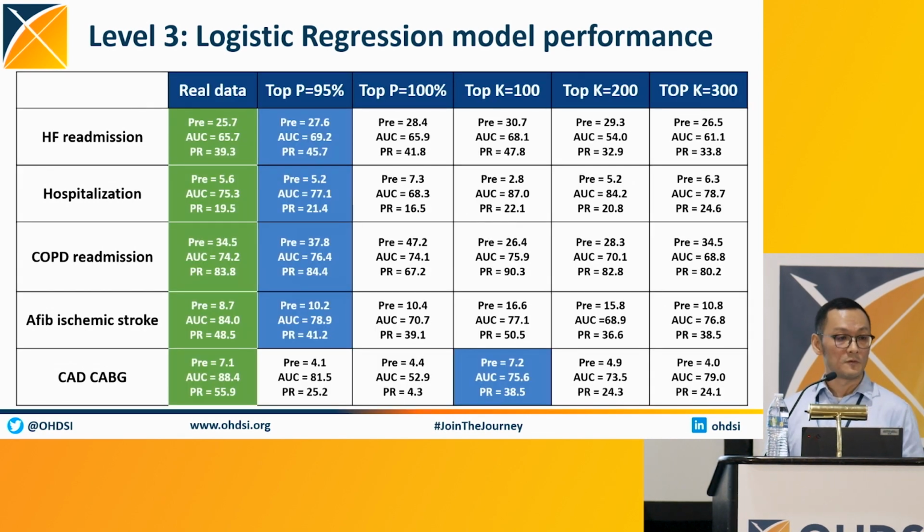In each cell, we report 3 numbers: the prevalence of the positive cases, ROC AUC, and PR AUC. The second column of the table, highlighted in green, shows the ground truth metrics generated from the real data. And the other columns show the metrics corresponding to different synthetic data sets. Unfortunately, we don't have time to go through the results, but the take-home message here is that we are able to replicate the model performance using synthetic data for every single cohort.